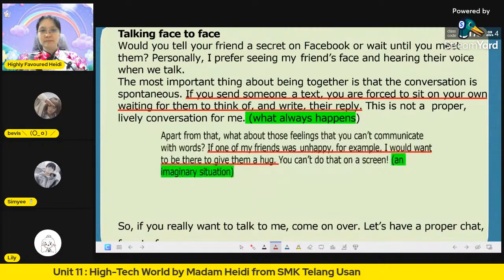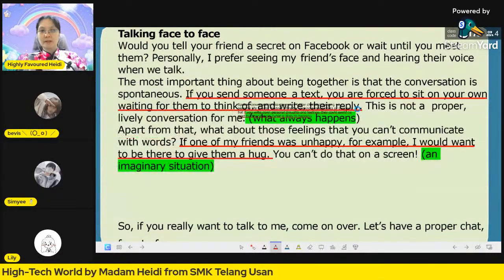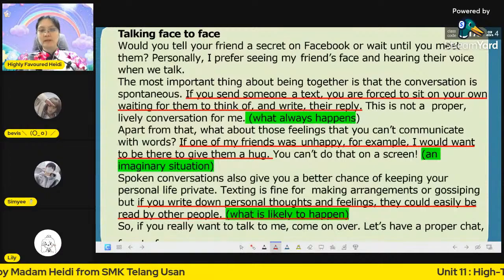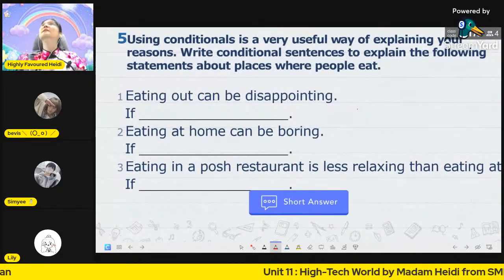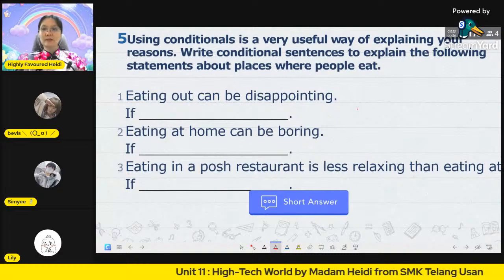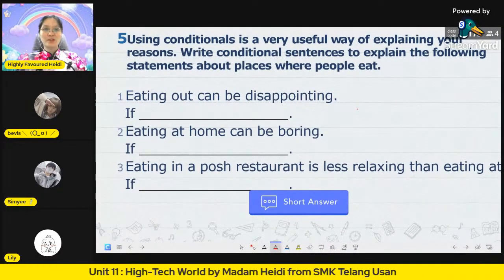Always happen. Okay, this is the second one, imaginary. And this is the third one, what is likely to happen. Okay, now, this one, oh, I need to turn off. This is the last one. Sorry, this is the last one. You tell your teacher, wait for a while.